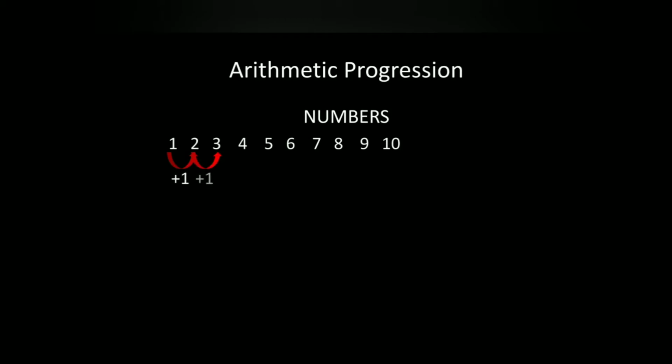You can see over here 1 plus 1 gives you 2, then 2 plus 1 gives you 3, 3 plus 1 gives you 4, similarly 5, 6, 7, 8, 9, 10. Okay, so we are adding a constant term, we are adding the same number to all the previous terms to get the succeeding term. Okay, I hope you have understood this.